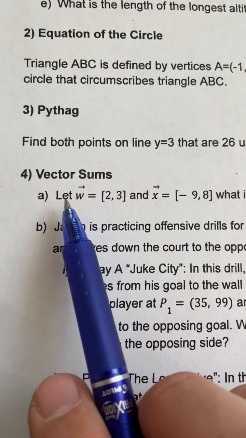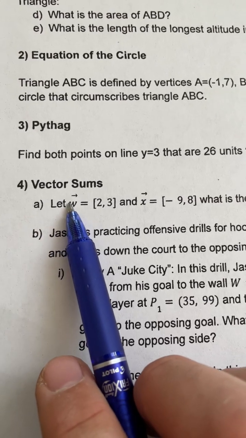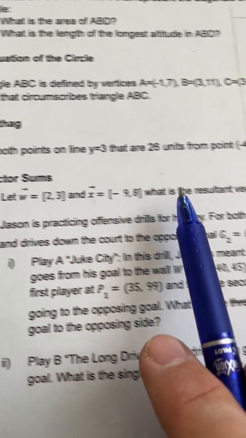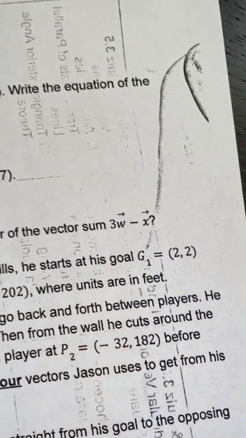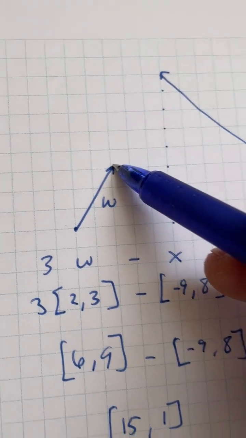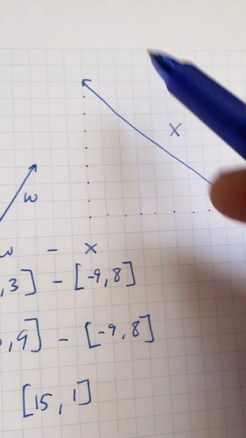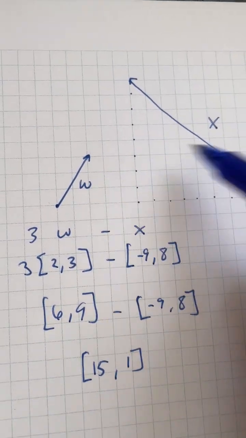Number 4 is pretty easy. See, vector sums, adding up vectors, w, x. What's the resultant vector of 3w minus x? So I'll make the picture. For w, it was (2, 3), and x was (negative 9, 8). But it's not necessary for this. Yeah, other problems might require us to do it graphically.